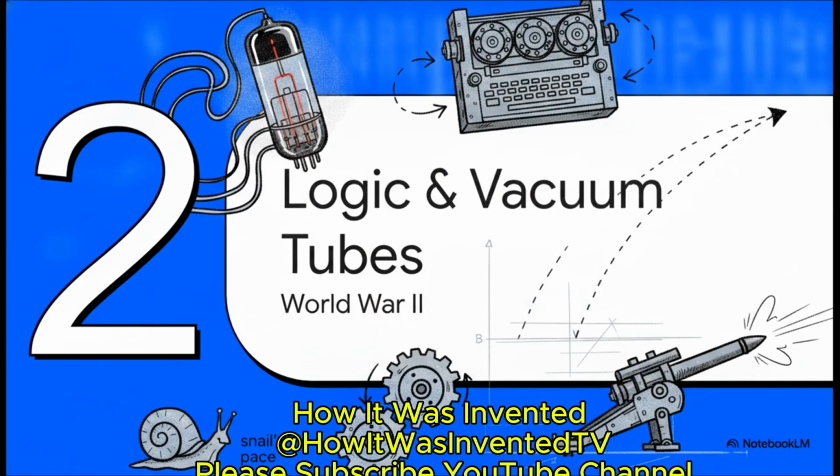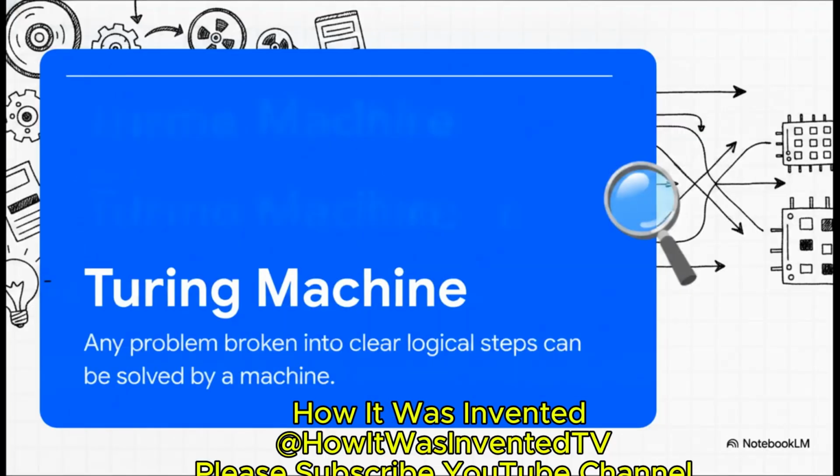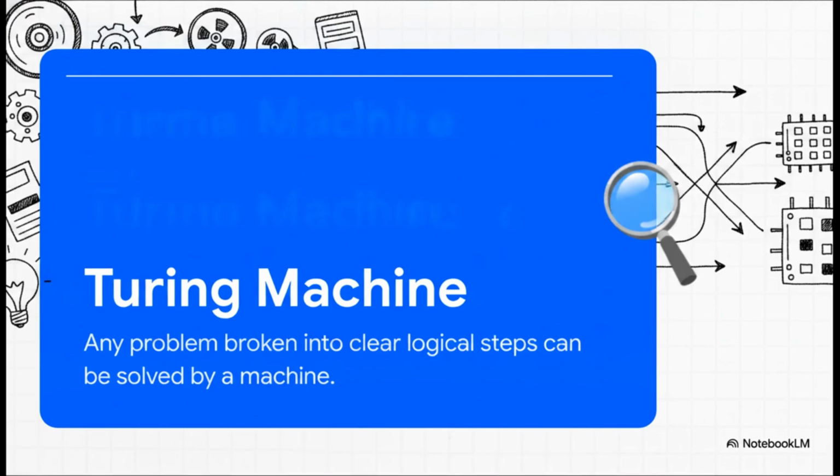Section 2. Logic and vacuum tubes. Progress kind of crawled along at a snail's pace until the life or death crisis of World War II. It was the desperate need to break enemy codes that basically forced engineers to physically build the machines Babbage had only dreamed about. The brilliant British mathematician Alan Turing helped design machines to crack these codes, but in doing so, he laid the ultimate theoretical foundation for computing.